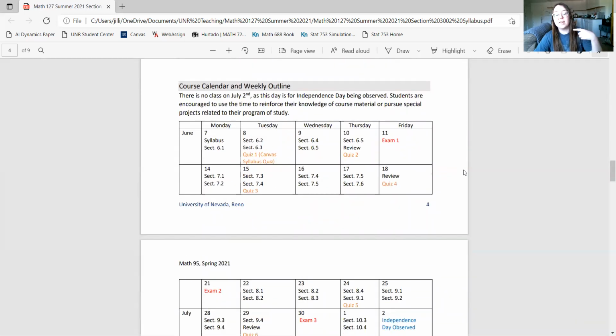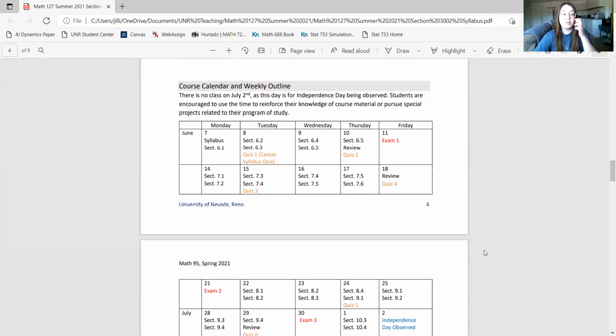All right, so now we have our course calendar and our weekly outline. There's obviously a lot that's going to be on our course calendar and our weekly outline, so we're going to skim this really fast, and it's going to be up to you to really pay attention to it and follow along with it. There isn't any class on July 2nd, that's a Friday, because this is the day that Independence Day is being observed, so no work or anything due on that day, but you should use the day to catch up on work or anything like that.